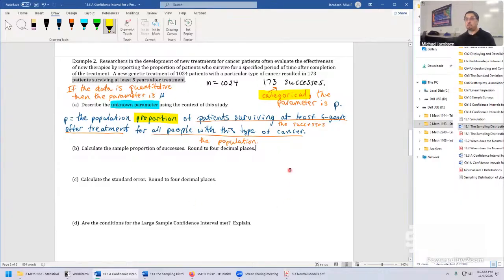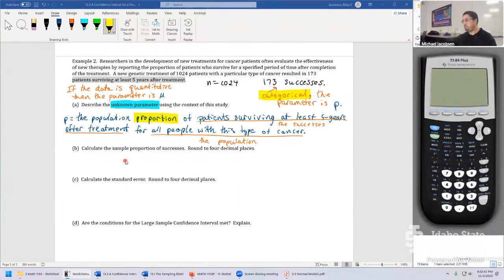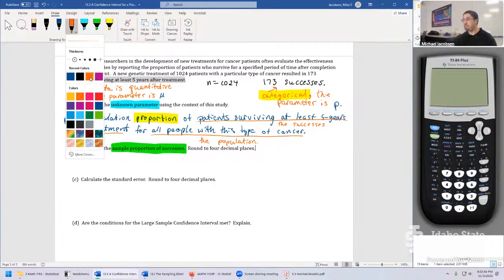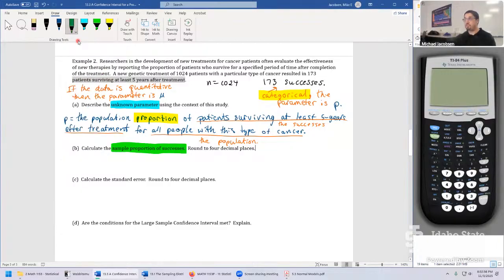Well, any questions so far before we try out part B? Okay, so this part is kind of the mathy portion. This is where it's not so bad. You just have to know what this means specifically. When it says sample proportion of successes, we're talking about p hat. P hat is the number of successes divided by the sample size.